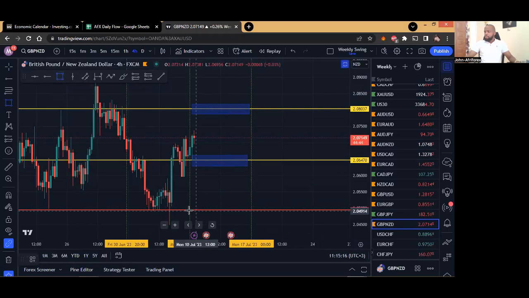So last but not least, we have the Great British Pound against the New Zealand dollar. So this is a new entrant on our watch list. Seems like the market is taking off from within this area. We're going to be trying to see whether we can get buys.